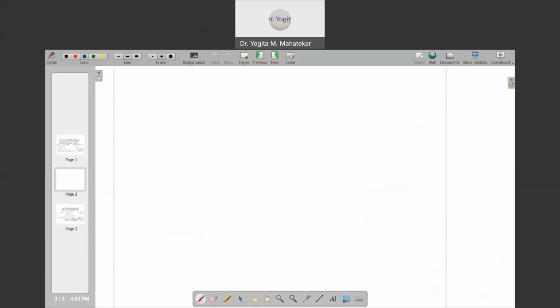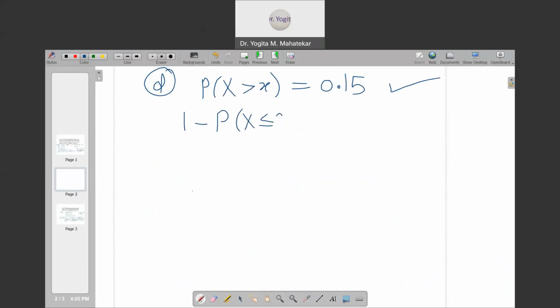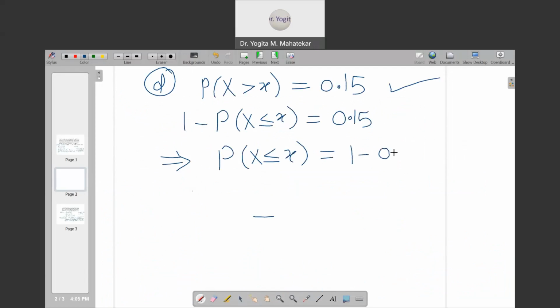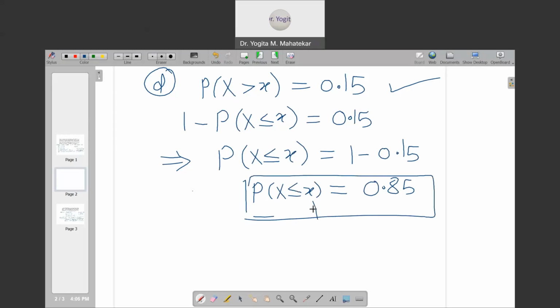So let me write that D part statement again. We want that time above which you will be having the slowest 15% of the trips. So this is our question statement. I can write it equivalently as 1 minus the probability that capital X is less equal x, which is equal to 0.15. So in other words, I want that x such that the probability that X is less than or equal to small x is equal to 1 minus 0.15, which is equal to 0.85. So basically we want the value of small x for which the probability that capital X is less equal small x is 0.85.